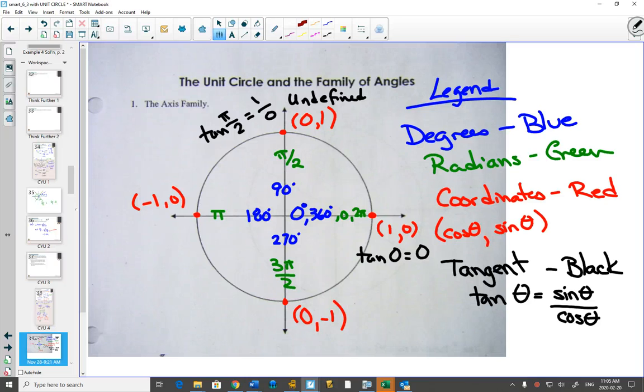When I get to pi, or 180 degrees, I would get 0 over negative 1, which would still be 0. And down at the bottom, 3 pi over 2. For the same reason that 90 degrees is undefined, tan of 3 pi over 2 is undefined as well.